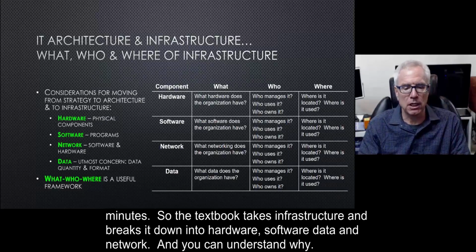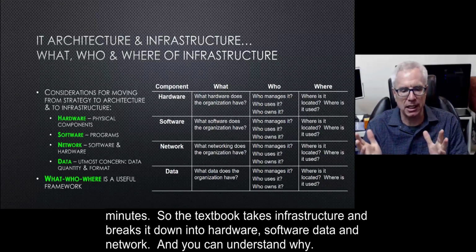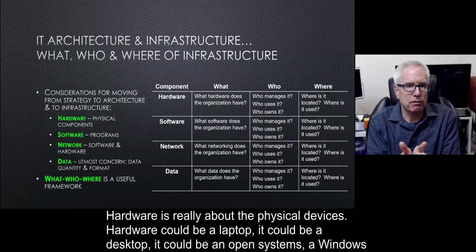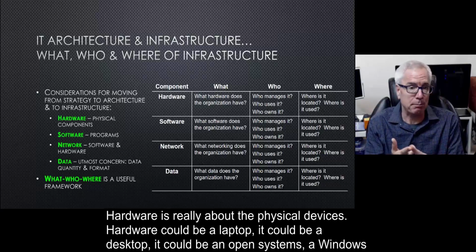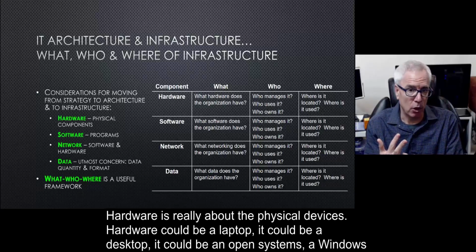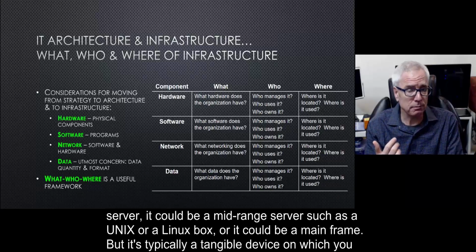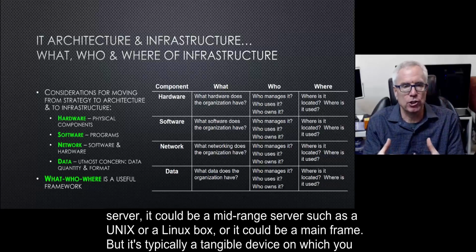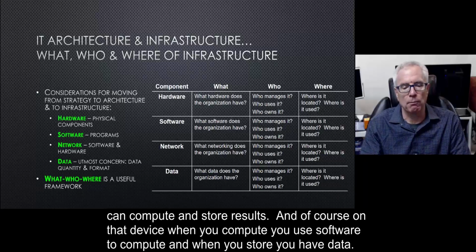So the textbook takes infrastructure and breaks it down into hardware, software, data, and network. And you can understand why. Hardware is really about the physical devices. Hardware could be a laptop, it could be a desktop, it could be an open systems Windows server. It could be a mid-range server, such as a Unix or a Linux box, or it could be a mainframe. But it's typically a tangible device on which you can compute and store results.